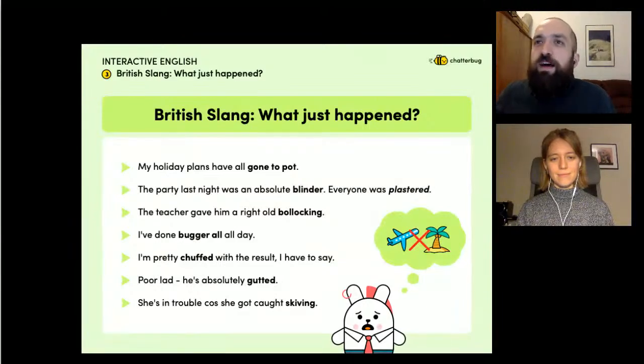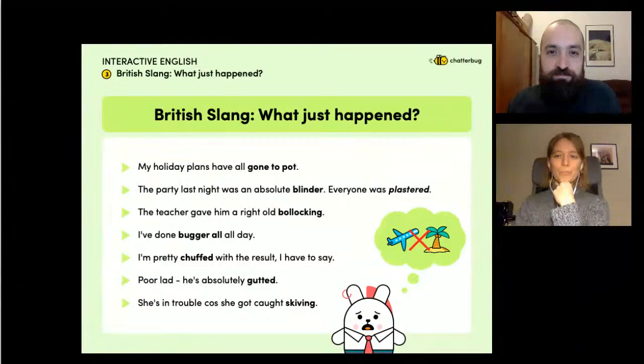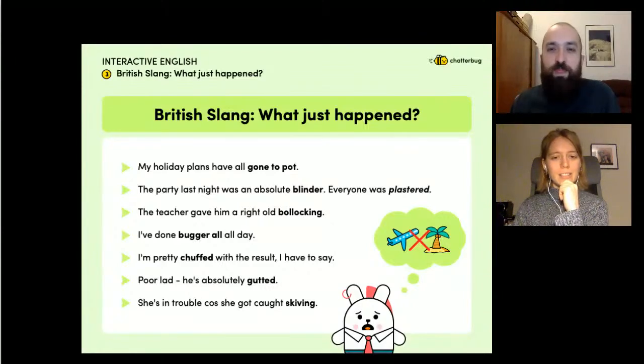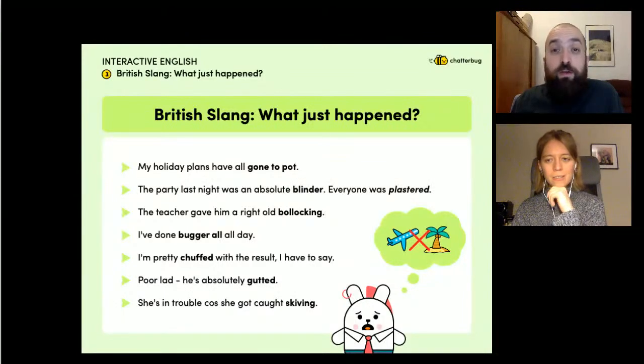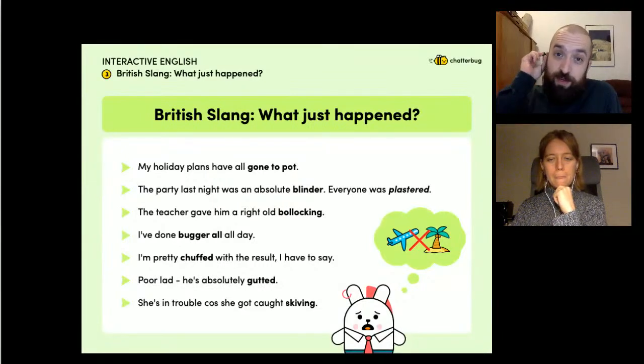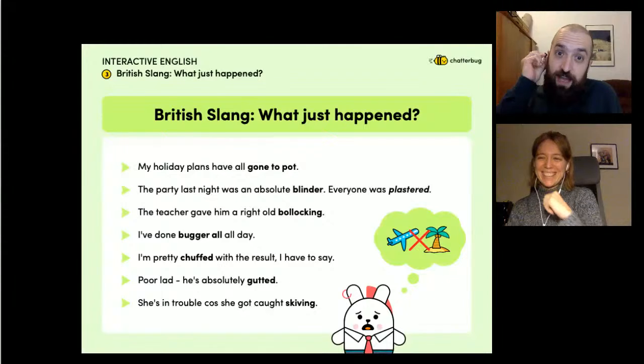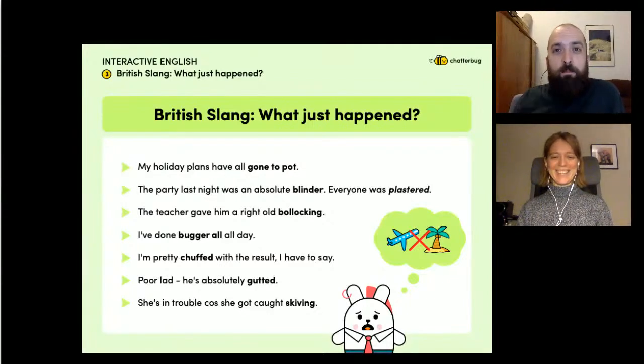Next, the teacher gave him a right old bollocking. Well, I'm guessing bollocks is not a nice word, so I'm guessing the teacher scolded him. Not like shame on you? You're right. Yeah, it's different from the other use of the word, but as it's the ing form here, a bollocking is, you're right, a telling off.